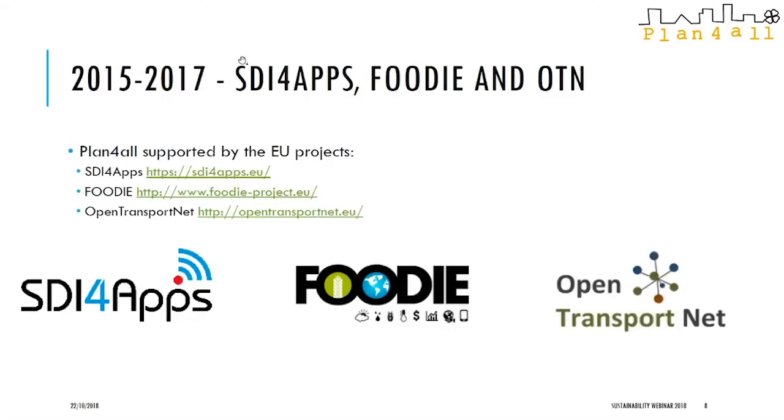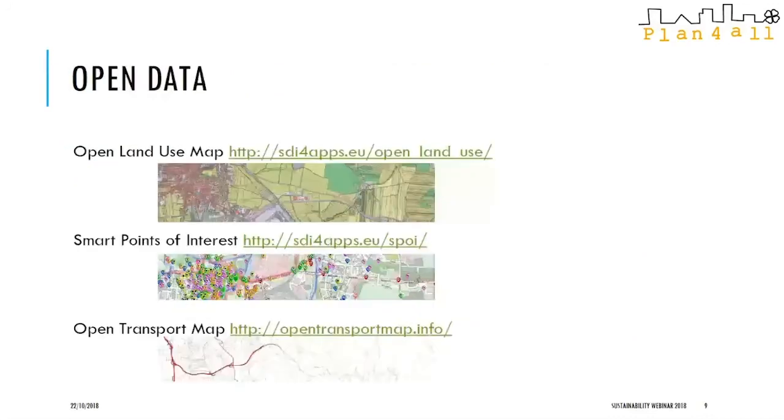These are the datasets I mentioned briefly. So we are managing 3 large open datasets. It's the Open Land Use map, Smart Points of Interest, and Open Transport Map. You can go through the links and find out more details, but briefly, the land use map is based on Corine Land Cover and Urban Atlas, and we get more detailed sources from some national, regional, or local sources. So, for example, the Czech Republic is covered by data coming from cadastre, so very highly detailed data. Other parts of Europe might have coarser data.